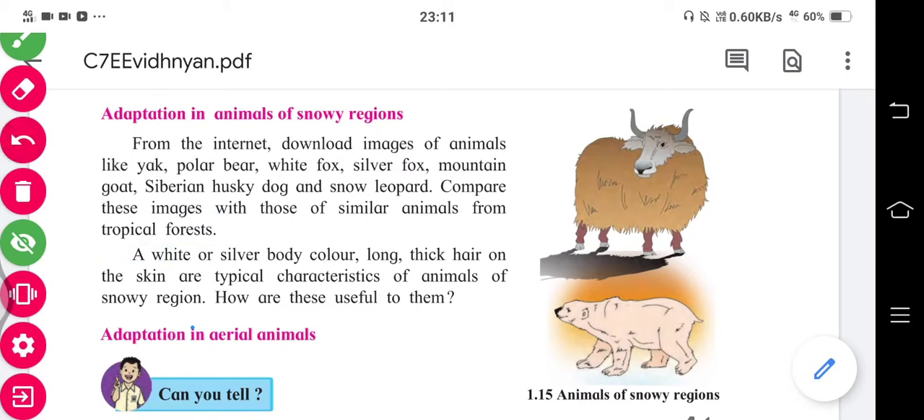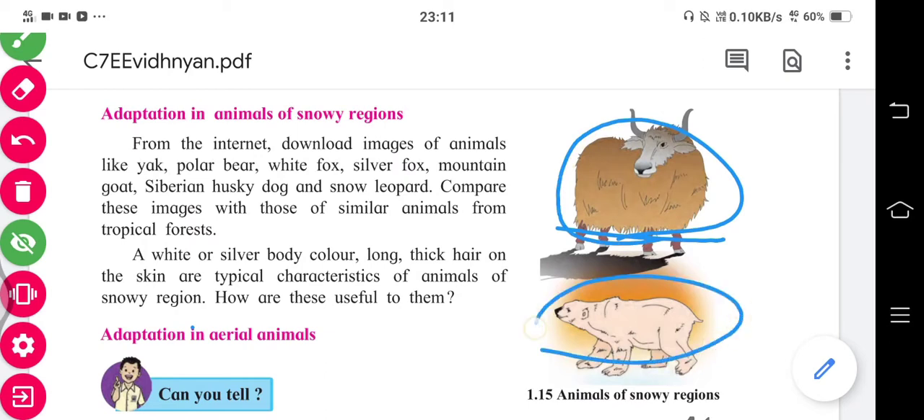So here is the picture given, and mostly these animals have long and thick hairs. Okay, you can study for what purpose they have them. After that is the polar bear. I will show you one video about the polar bear, where it lives and how it survives. You can watch the video a little bit.